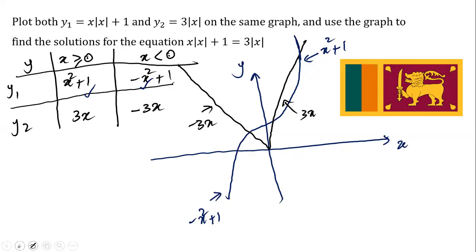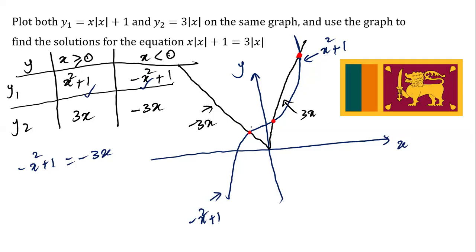If you see, these graphs are intersecting in 3 places. Here, here, and here. When they are intersecting, minus x square plus 1 and minus 3x are intersecting. So minus x square plus 1 equals minus 3x. That is what they have asked: x modulo of x plus 1 equals 3 mod of x. So when we are plotting both of these graphs in the same place, we are having three intersecting points.